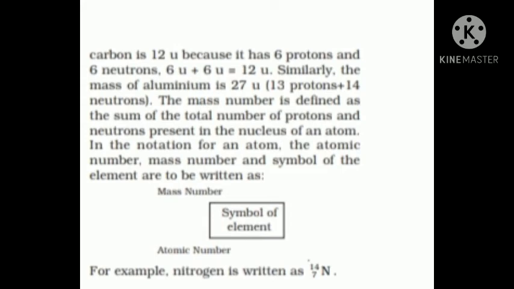In the notation for an atom, the atomic number, the mass number and the symbol of the element are to be written as follows. Symbol, and then the mass number should be written as a superscript and the atomic number as a subscript. For example, nitrogen, the symbol N, with 7 on the left-hand side written as a subscript since it is the atomic number, and 14 is the mass number, written as a superscript.